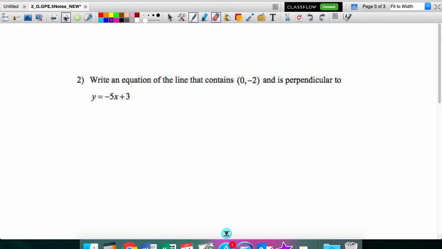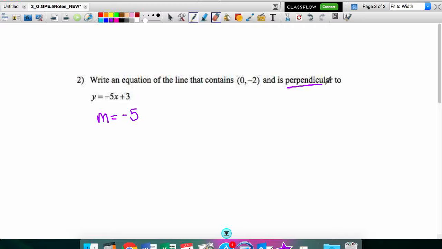Looking at our next example, we want to write the equation of a line that contains (0, -2) and is perpendicular to the line y equals -5x plus 3. The good news is that our equation is yet again in slope-intercept form. This means that we can easily identify the original given slope, -5.